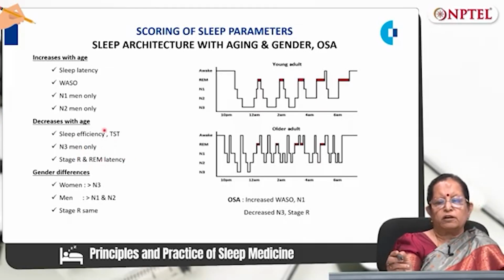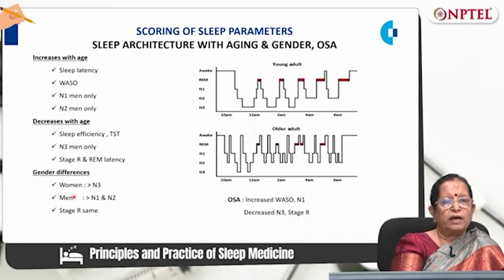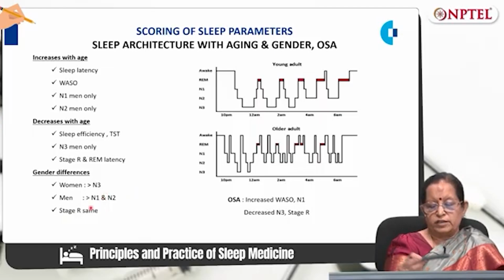There are certain gender differences. Women will have more of N3 deep sleep, men will be having more of N1 and N2. REM stage will be the same between the different genders.